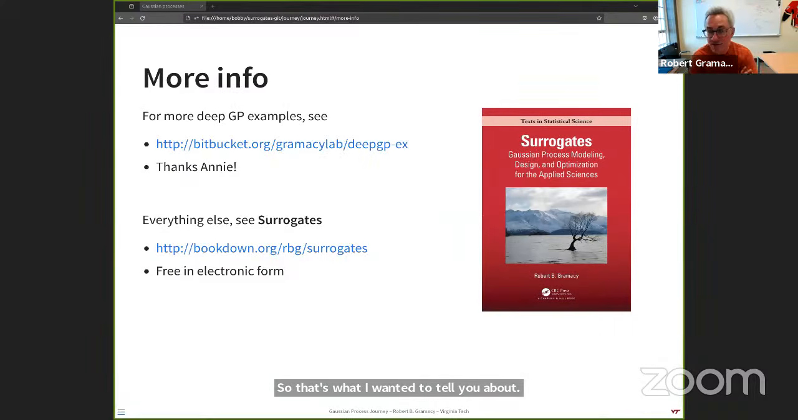I'm going to leave you with this. If you want to learn more about the deep Gaussian process examples, you can read our papers, and all of the code behind all of those papers and the code for this talk involving those examples comes from our Git repository. And everything else, all the basic stuff in the first 2/3 of the talk is covered in my book.